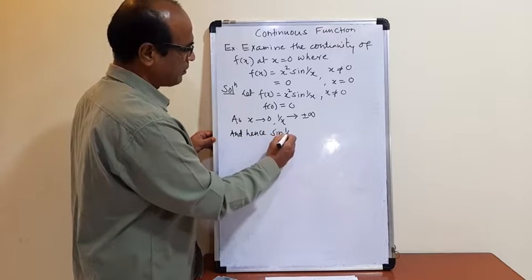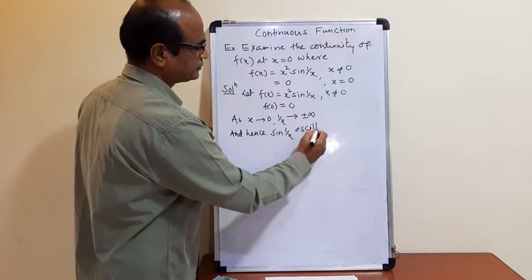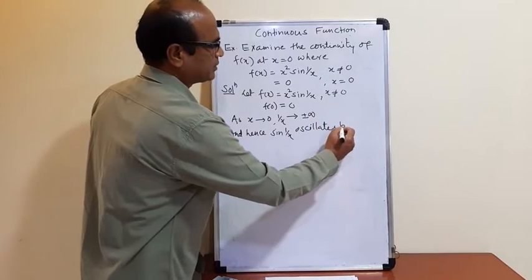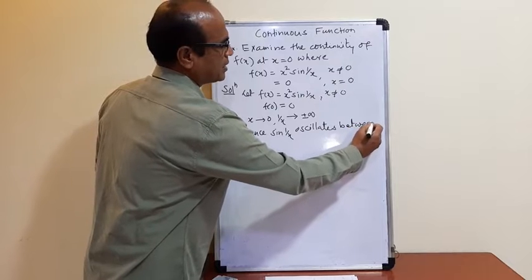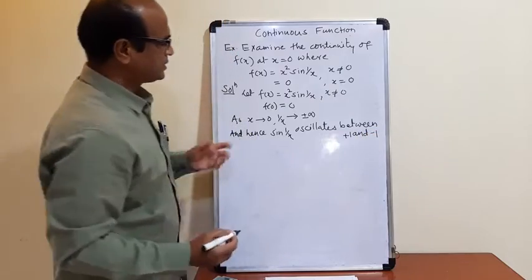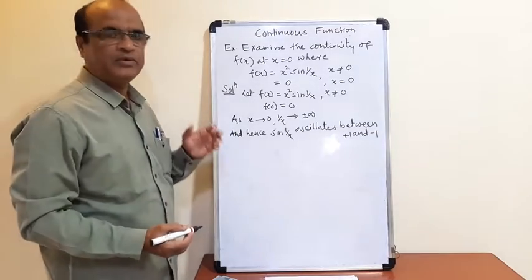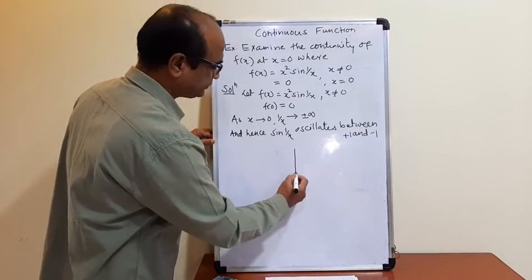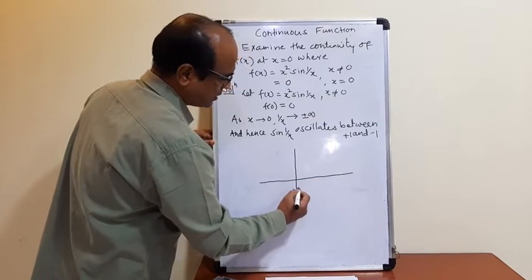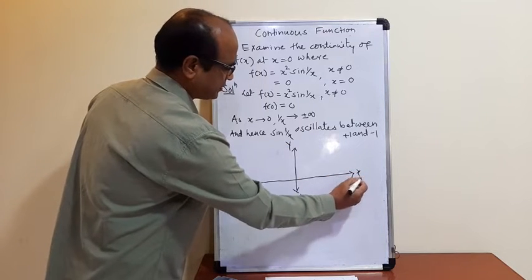sine 1 upon x oscillates between plus 1 and minus 1. So sine x is a function that oscillates between plus and minus 1. For example, we draw the graph of the sine x function: the y-axis, the x-axis, and this is the origin.